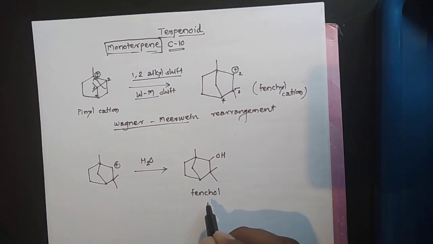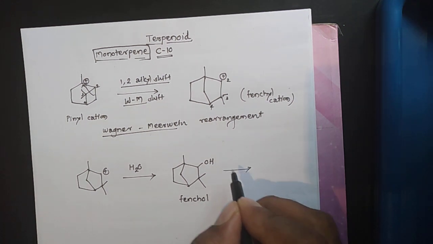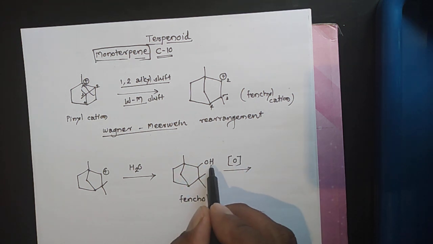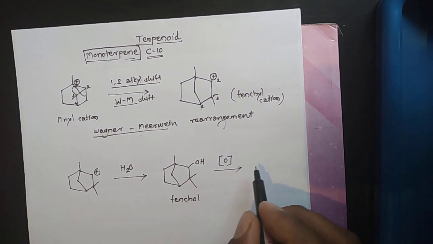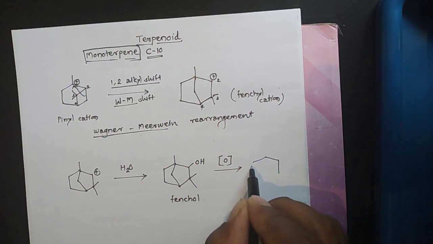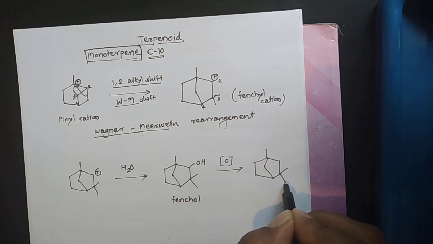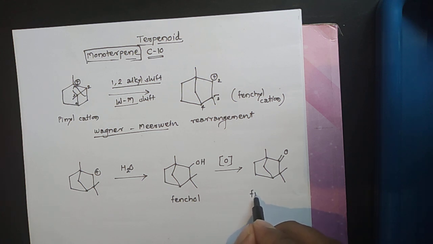I don't know exactly how to pronounce it, but I used to pronounce it fenchol. Then if we do the oxidation of this fenchol, then obviously this alcohol compound gets converted into the ketone, and that is our target molecule. This is the basic structure, and there will be formation of ketone. So the name of this compound is fenchone.